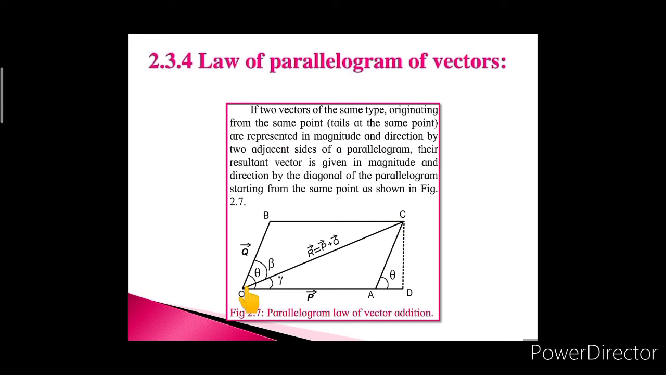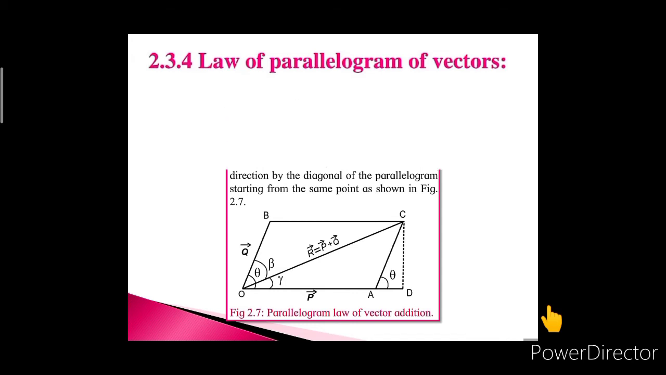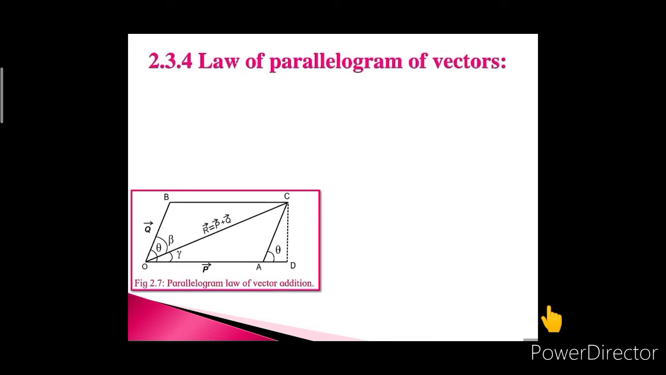So here the resultant of the addition of these two vectors is given by the diagonal of the parallelogram, and the starting point of the resultant vector coincides with the starting points of vector P and vector Q. That means it meets at the same common point. Now, as the resultant vector has magnitude as well as direction, let us find the magnitude of the resultant.